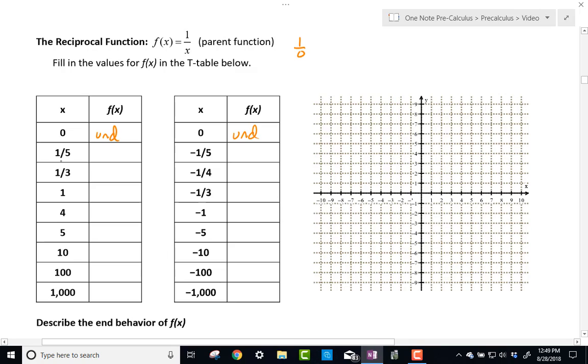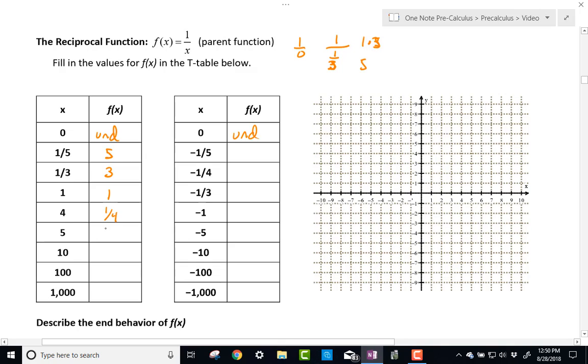If I plug in 1/5, now this is where it's going to get a little bit tricky. If I plug in 1 over 1/5, I'm going to have to flip and multiply, so that becomes 1 times 5 over 1, which gives me 5. The same thing happens if I plug in 1/3: it becomes 1 times 3, so I get 3. If you plug in 1, you get 1 over 1, that's 1. If you plug in 4, you get 1/4.